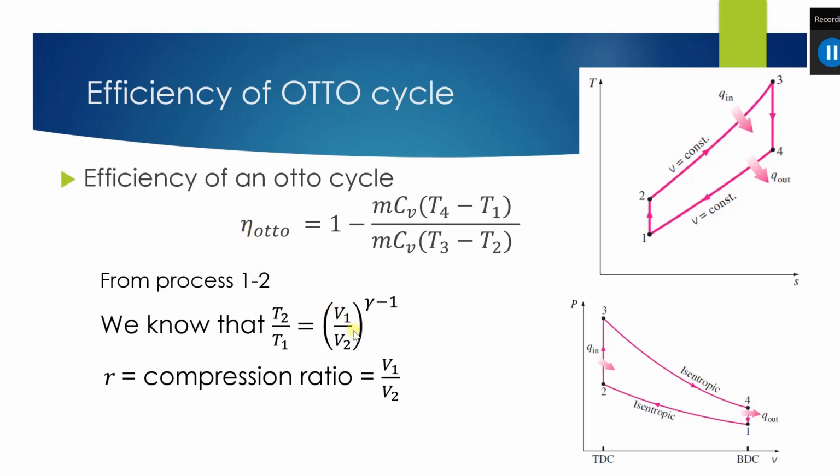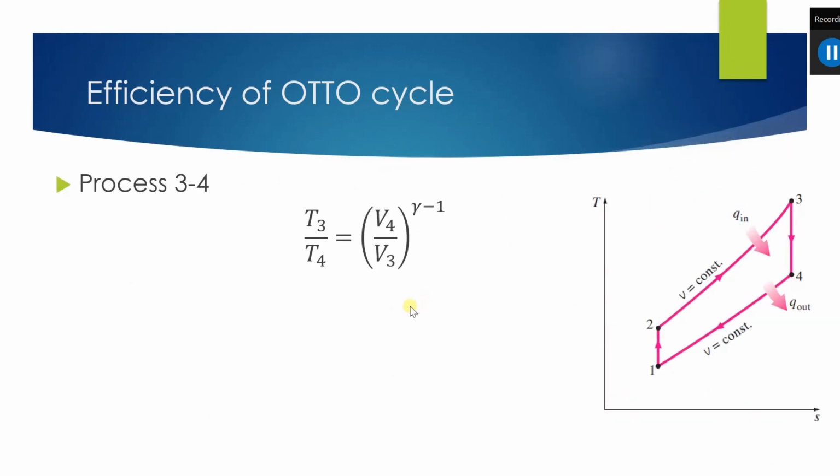Consider that V1 by V2 is the compression ratio, as the gas inside the cylinder is compressed from volume 1 to volume 2. That ratio is termed as the compression ratio, which is represented as r. Because of this, we can rewrite the equation as T2 is equal to T1 into r raised to gamma minus 1.